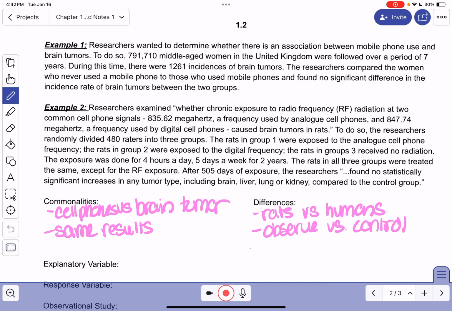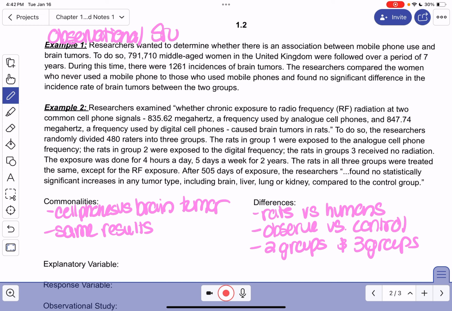And then the first one only had 2 groups. Second one had 3 groups. And there's other things you might have found. Those are just some of the things that are the same and different. Example 1 is an observational study. They found a lot of people. They followed a lot of people, over 790,000 people, and found 1,261 tumors. This is no significant difference.